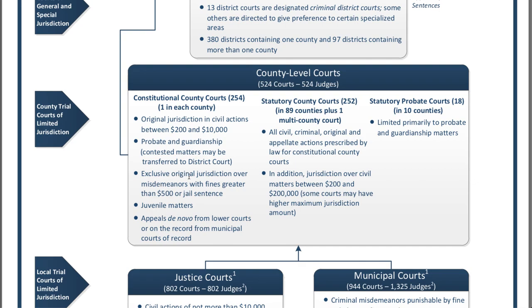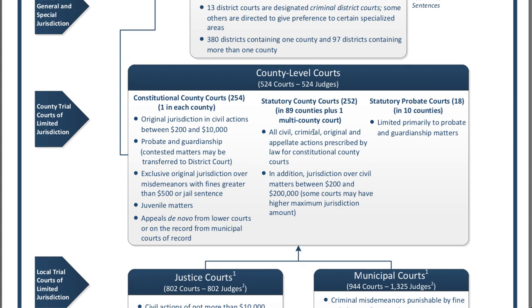Exclusive jurisdiction over misdemeanors with fines greater than $500 or jail sentence, juvenile matters, and then appeals de novo from lower courts, such as the municipal court or the JP court. And what that de novo means is we start over again, basically. So if you had a JP matter, you appealed it to the county court, then you start that trial over at the county court level.